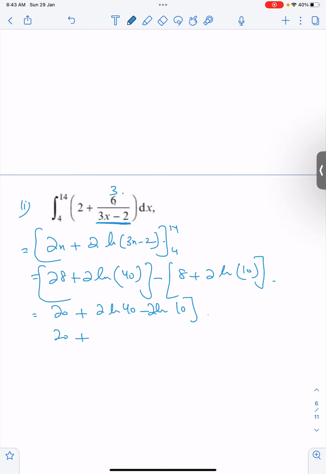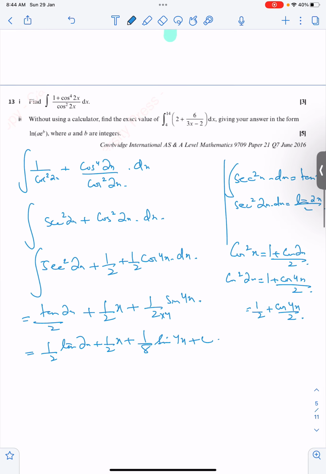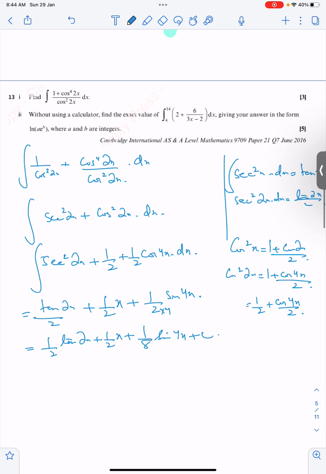20 plus 2, if I take it out as common, I'll be left with ln 40 minus ln 10. 20 plus 2 ln of 40 upon 10, using the quotient law. 20 plus 2 ln 4, and the 2 can become the power. 20 plus ln 4 square, which is 16. You have to give the answer in this form.